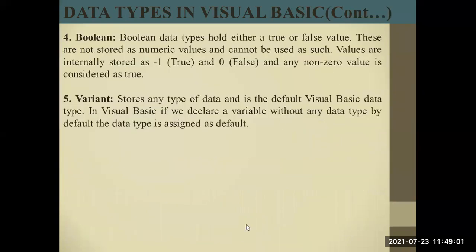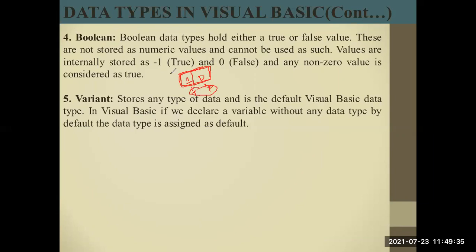Next is your Boolean type. The Boolean type supports only one bit of data, so only one bit is required. Whenever you want to store either a true or false value, you go for that one. It stores either one or zero, where one is for true and zero is for false.